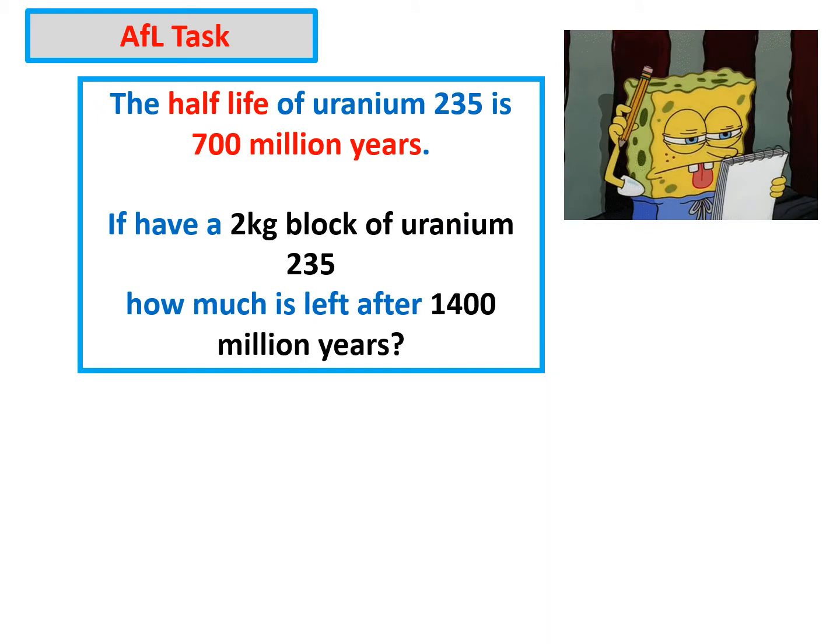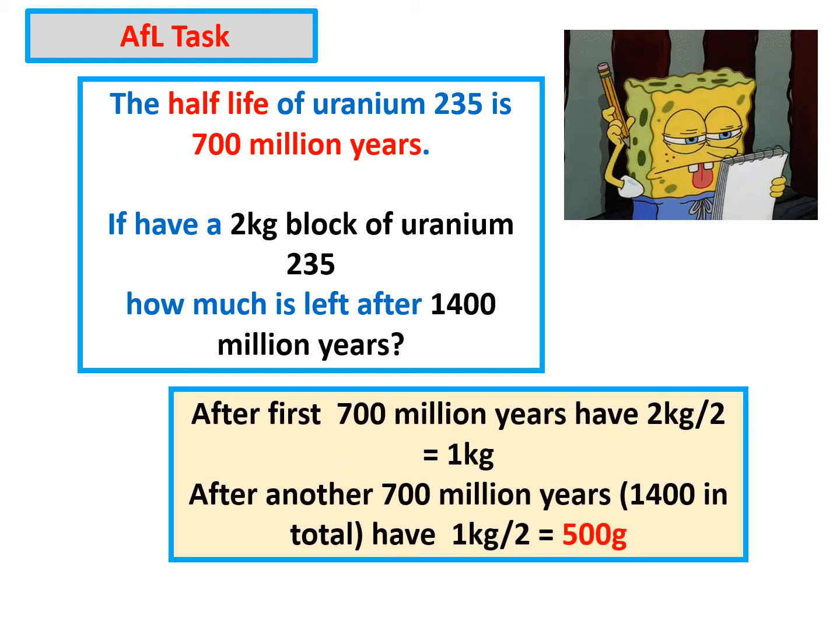So the half-life of uranium 235 is 700 million years. If you've got a 2 kilogram block of uranium, how much is left 1400 million years later? So after the first 700 million years, the 2 kilograms is going to be split in half, so you've only got 1 kilogram of radioactive uranium left. The other kilogram will now be stable uranium. If we wait another 700 million years, another half-life, so that now we've waited 1400 million years, then half of that 1 kilogram will have decayed, and so we'll have 500 grams, half a kilogram left that's still radioactive.